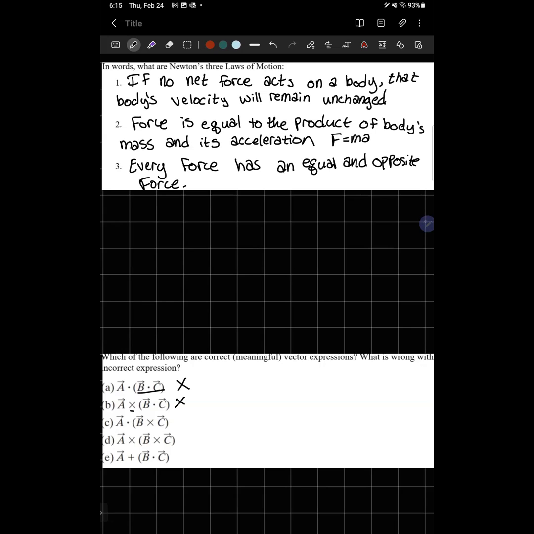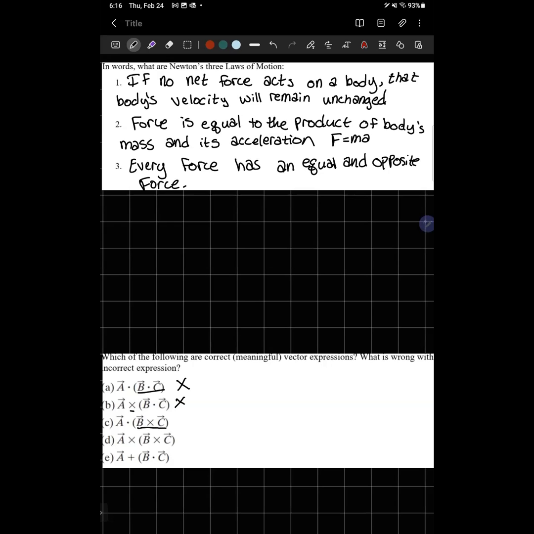So now we'll go down to C. You're dotting vector A with B cross C. Is that possible? I don't think so. Why not? Is your cross product result a vector? Hmm. And can you, oh yeah, wait, you can. So this one is possible.